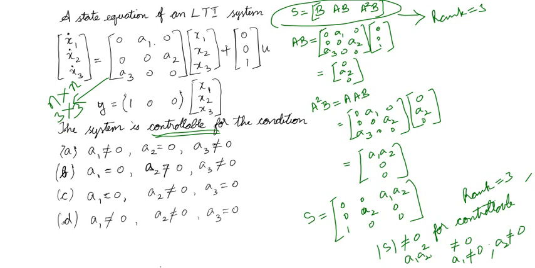Okay, if it is 0, what happens? The rank becomes 2. It becomes uncontrollable. For the system to be controllable, the determinant of S should be not equal to 0. For that, A1 should not be equal to 0, A2 should not be equal to 0. A3 can be 0. So the option is option D.